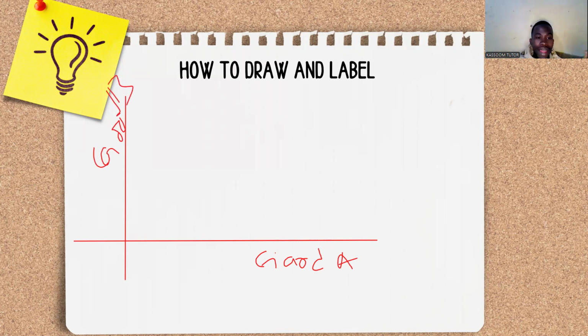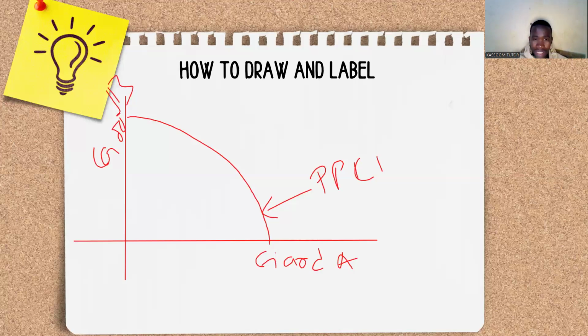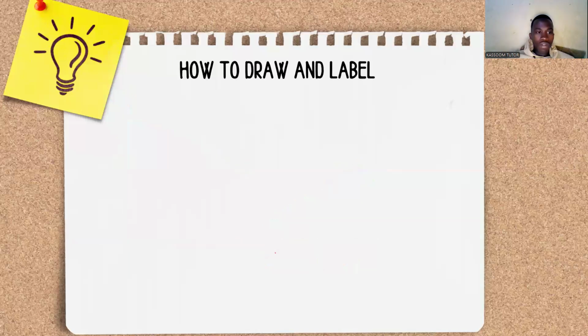All right, and then the PPC is actually a curve. So you draw your curve and you also label it PPC1. So that's about it, okay? Now you will be told to play around with the graphs. We can do that separately later, but this is just the basic way to draw the PPC. You have your goods on the x and y axes, and you have a curve.